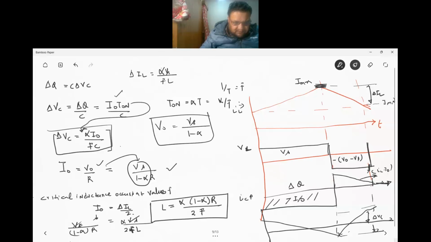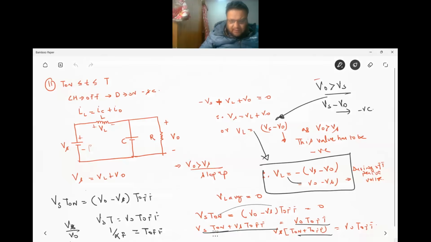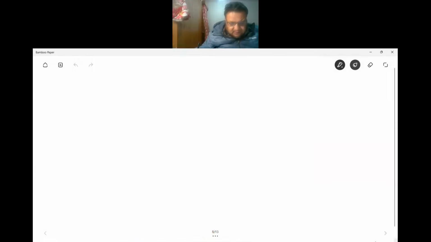Now the critical value will appear when I naught is equal to delta IL by 2. So the critical value will appear. You just substitute the value of this, right? I naught value you already knew, V naught by R, that is Vs by (1 minus alpha) R. And this will happen at delta IL by 2. So delta IL value you have just seen, right? Delta IL value we just calculated. Where was the value? From the previous equation, yeah.